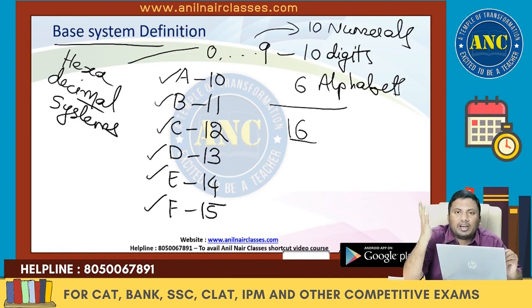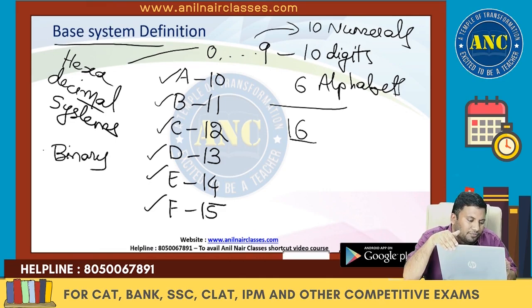Definitely 2 marks you will get, and these 2 marks can be solved in less than 1 minute if you understand this idea. Hexadecimal system. Hexa is 6, decimal is 10. A system which uses a combination of 10 numerals and 6 alphabets is called a hexadecimal system.